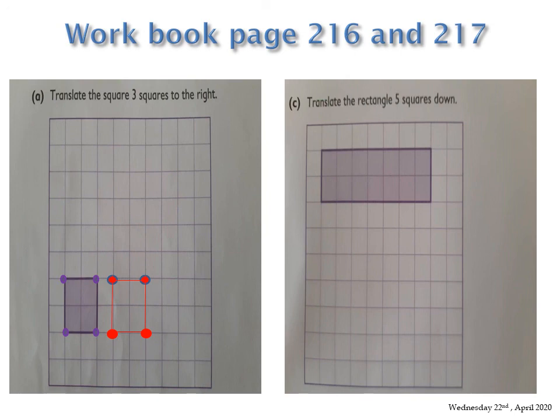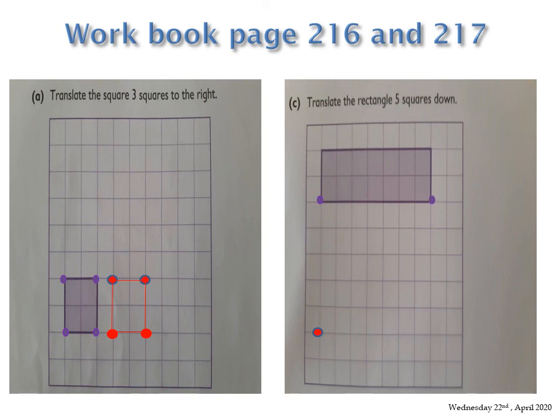Now let's see the next one. We're supposed to translate this rectangle 5 squares down. Now I've seen some of your work and you still need to work on it. You still need to do some corrections. So pay attention to this carefully. Where is the first point of this rectangle? Here. So what are we going to do? We're counting down. So we're going to count from this point 5 squares down. So we have 1, 2, 3, 4, and 5. This is where the fifth count stops. Now count it again. 1, 2, 3, 4, 5. This is where the fifth one stops.